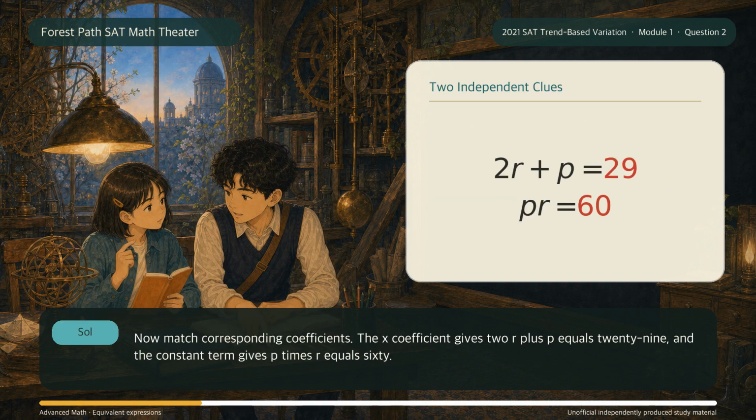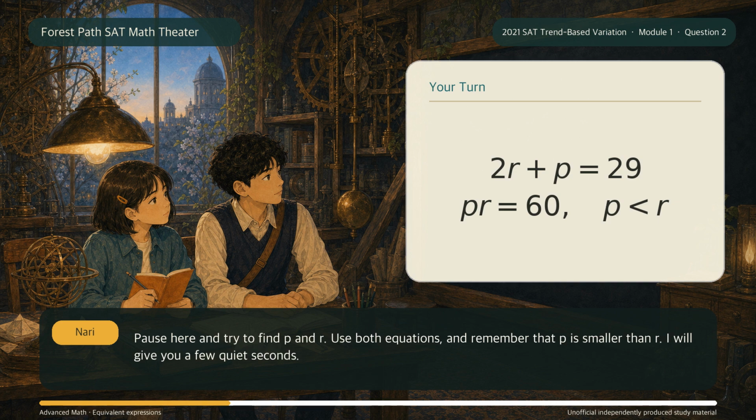Now match corresponding coefficients. The x coefficient gives 2r plus p equals 29, and the constant term gives p times r equals 60. Pause here and try to find p and r using both equations. And remember that p is smaller than r. I will give you a few quiet seconds.